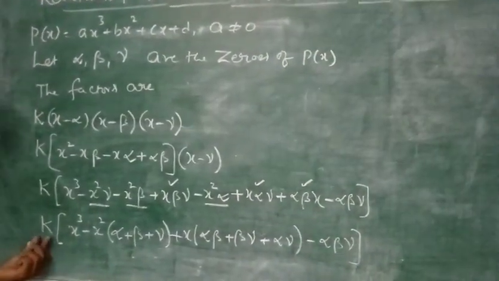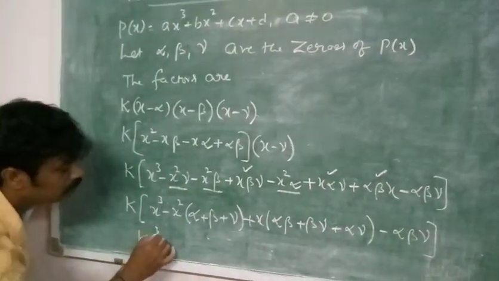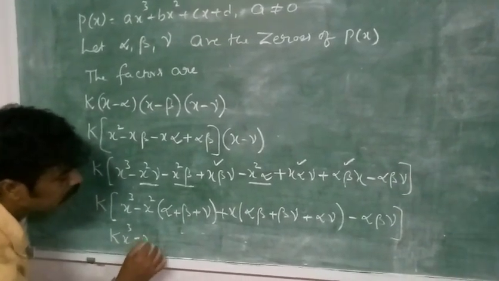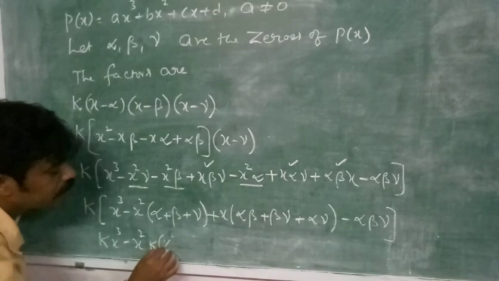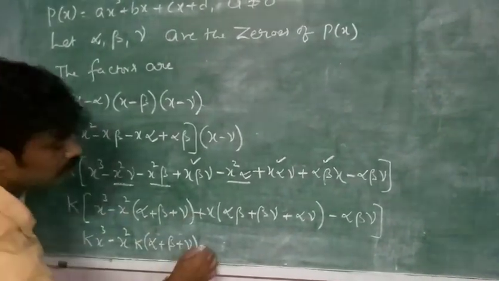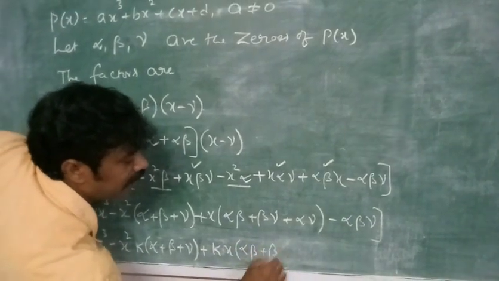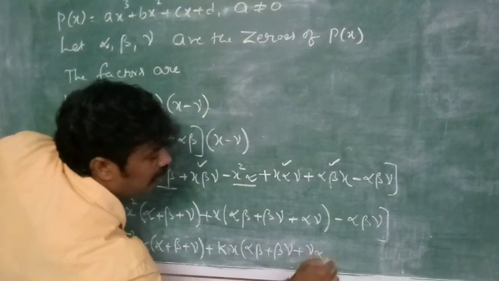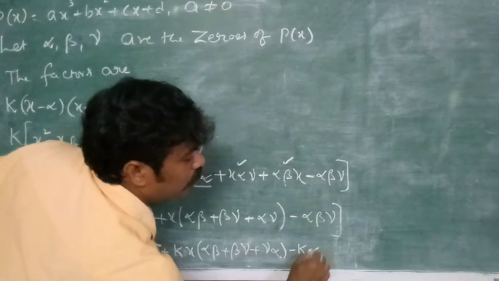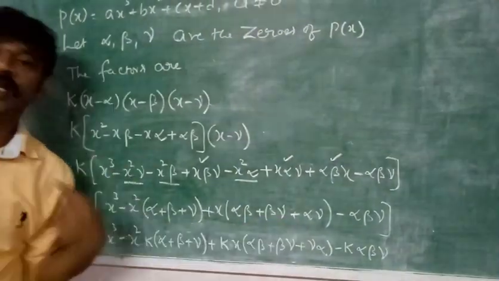Now here, if you multiply with k, then what will you get? k into x cube minus, here what will you get? k into x square into alpha plus beta plus gamma. Similarly, if you multiply with the third term, k into x into alpha beta plus beta gamma plus gamma alpha. Similarly, if you multiply with the last term, k into alpha beta gamma. So if you multiply with k, then we will get this expression.